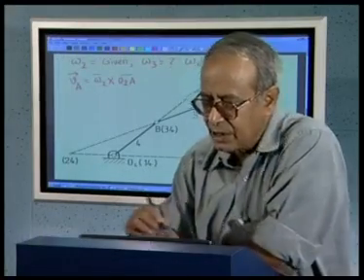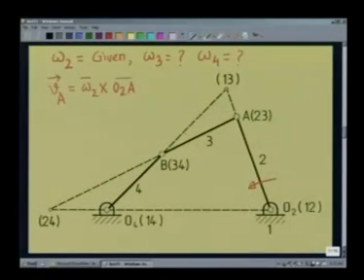Since omega 2 is given and O2A is known, I can find the velocity vector VA from the input angular velocity. Now, A happens to be the relative instantaneous center 2, 3. That means, if I consider this point A to be a point on link 2, whatever its velocity, if I consider it to be a point on link 3, then it will have the same velocity. And now, let us consider the point A as a point on link 3, and link 3 is rotating at this instant about the point 1, 3.